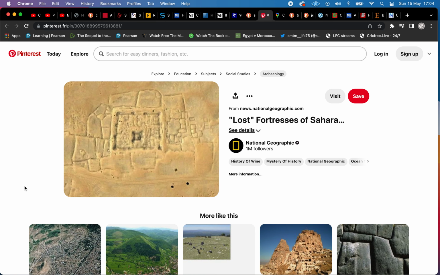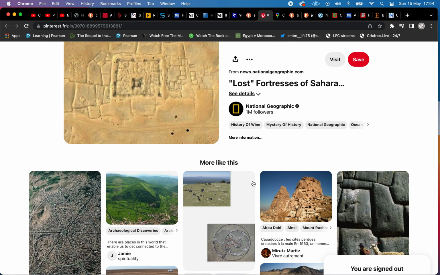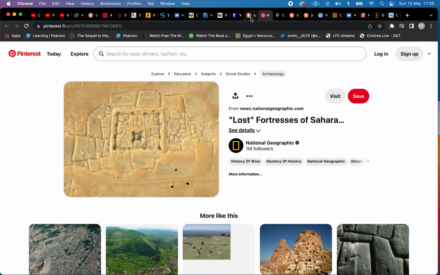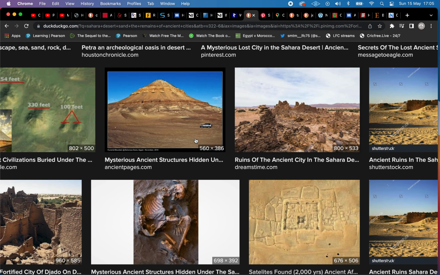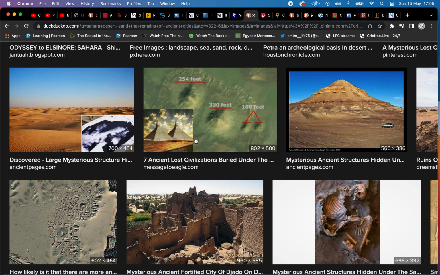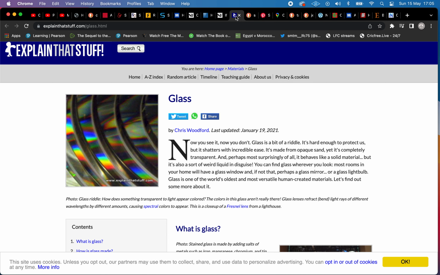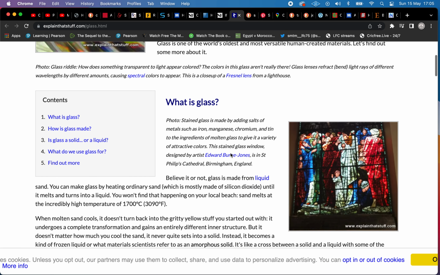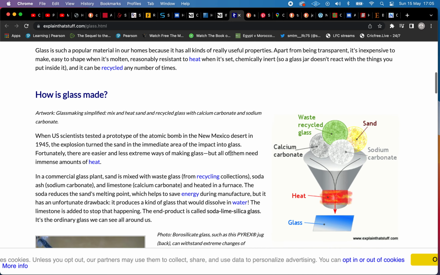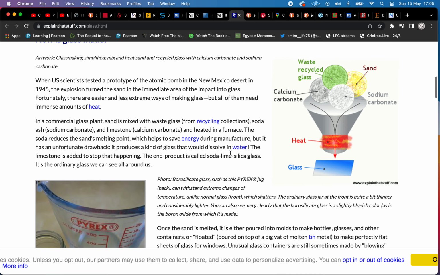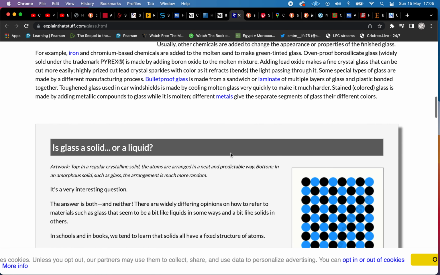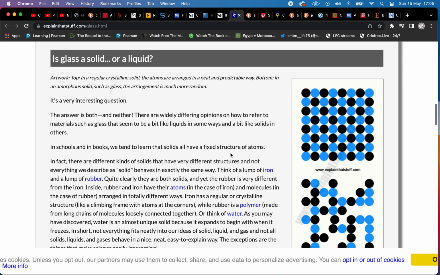So if underneath the deserts all around the world we have these melted buildings and melted cities that lie underneath the sand, well, what about the glass? So it turns out that glass is a bit of a riddle. And what is it made of? Okay, some of you might be surprised to know that glass is made of some sand. And it takes heat and a few other elements to change the sand into glass.